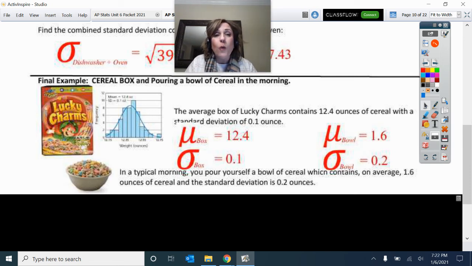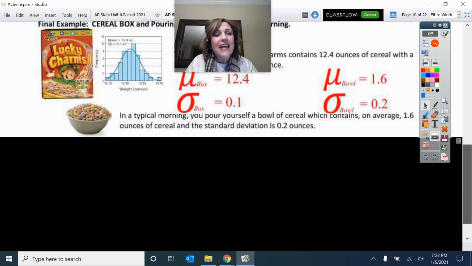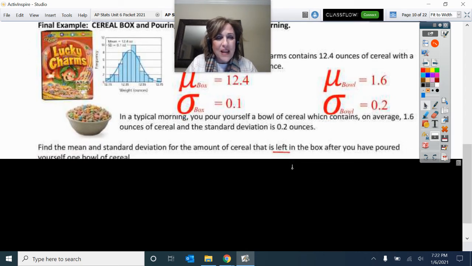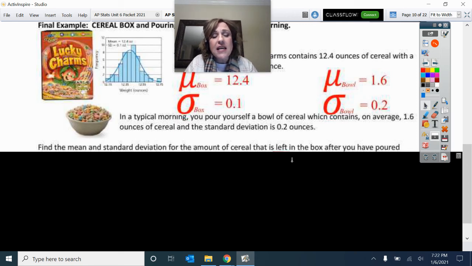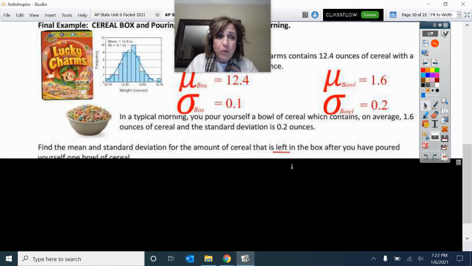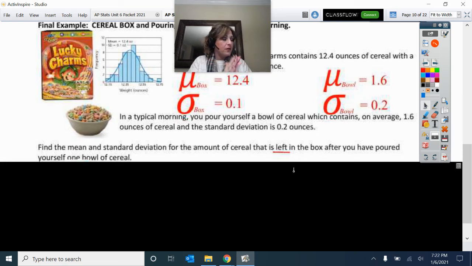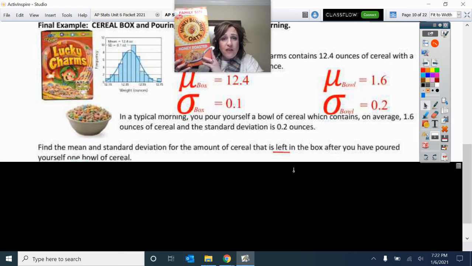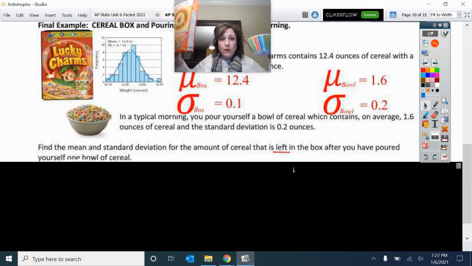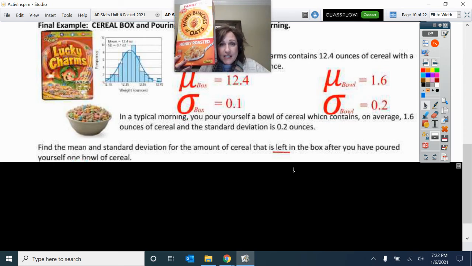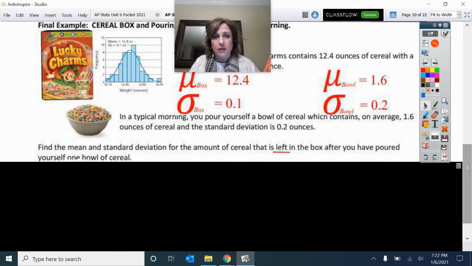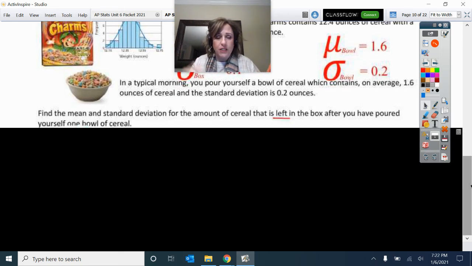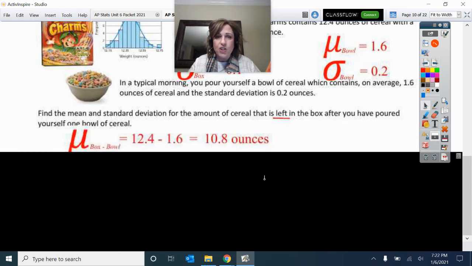Now let's talk about what gets left in the cereal box. Find the mean and standard deviation for the amount that is left in the box after you have poured yourself a bowl of cereal. All right, here we go. I start with my 12.4 ounces. I'm going to pour out about 1.6. What's left in my cereal box on average? Well, it is intuitive. It is what you expect. It is your 12.4 minus your 1.6. Okay, done. There's about 10.8 ounces left in my cereal box.